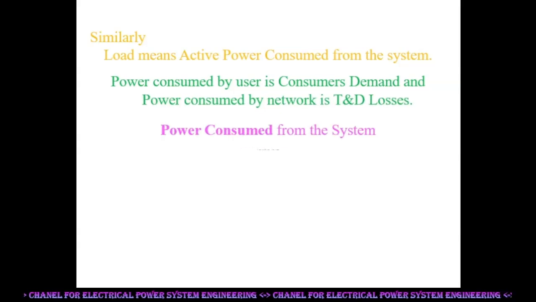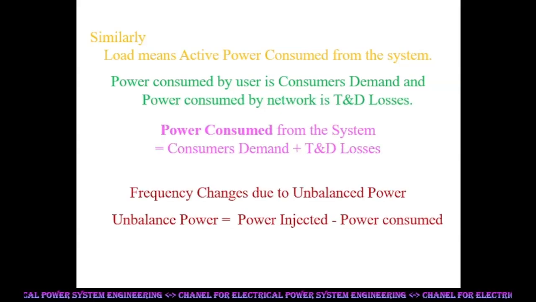Similarly, load in the statement is active power consumed from the system. Power consumed by users is consumers' demand, and power consumed by the system network is T&D losses. So total power consumed from the system is equal to consumers' demand plus T&D losses. Frequency changes due to unbalance of power injected and power consumed. Unbalanced power is equal to power injected minus power consumed.